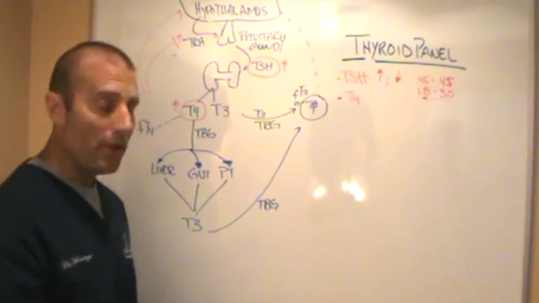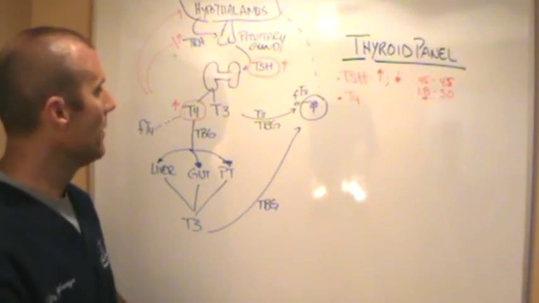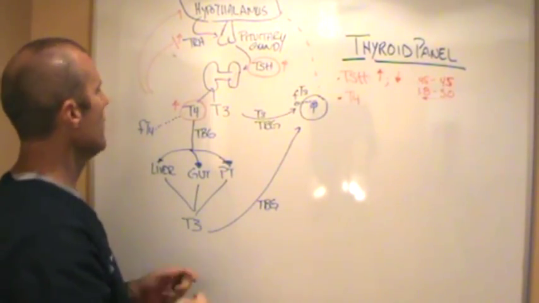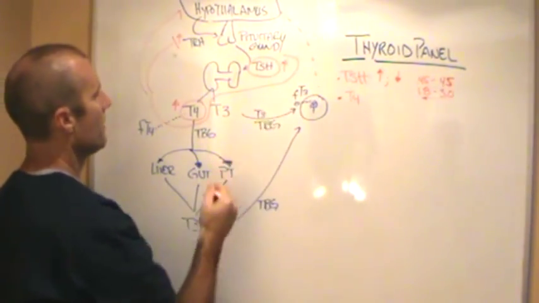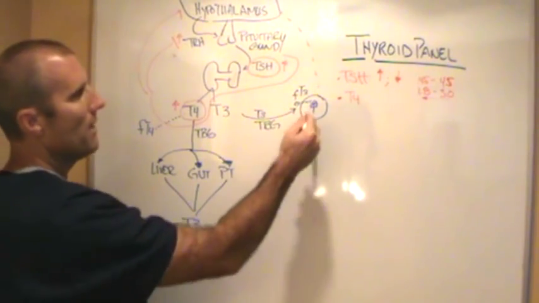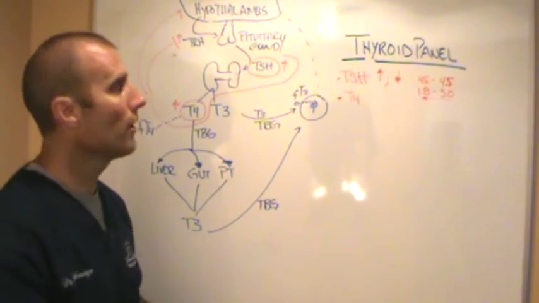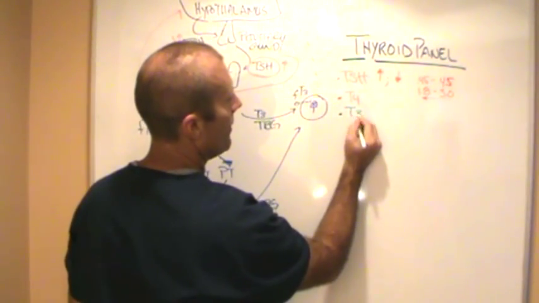There are a whole bunch more, however, that should be run so we can take a look at the rest of the thyroid physiology. Because if we just do those two markers, the only thing we know is this. And there's a whole bunch of systems down here, or pieces to this thyroid physiology, that we don't have a clue as to whether they're working or not. So the other test that would be really important is T3.